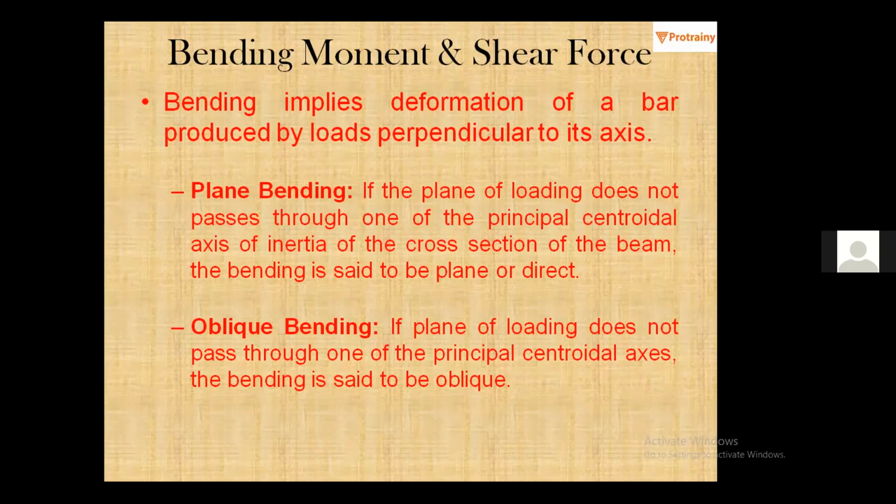What is plane bending? If the plane of loading passes through one of the principal centroidal axes of inertia of the cross section of the beam, the bending is said to be plane or direct. Sorry, there is a typing mistake on the slide. If the plane of loading passes through one of the principal centroidal axes, x or y axis में से कोई सा भी एक axis coincide कर रहा है with the plane of loading, right? In that case, the bending is going to be plane bending or direct bending. And if that is not the case, if the plane of loading is not coinciding with any of the principal axes, x या y axis के साथ वो coincide नहीं कर रहा है, in that case the bending is said to be oblique.